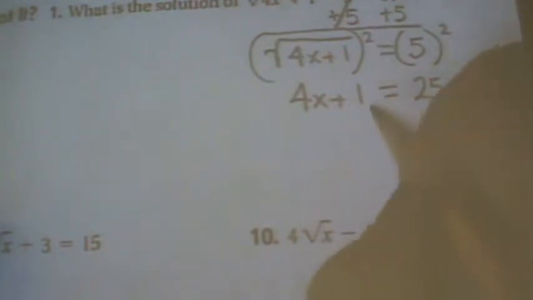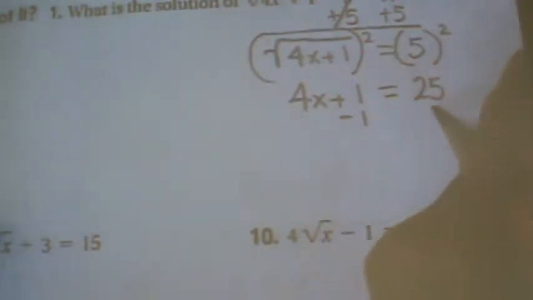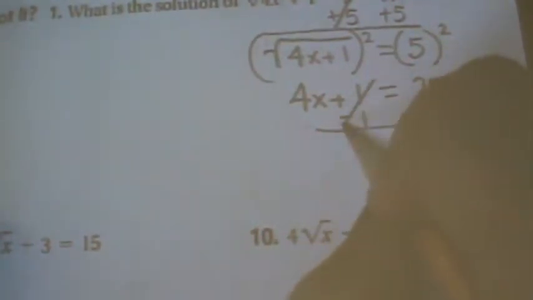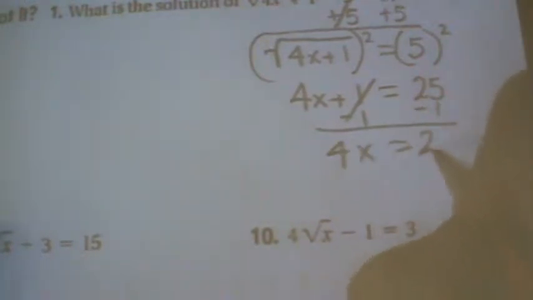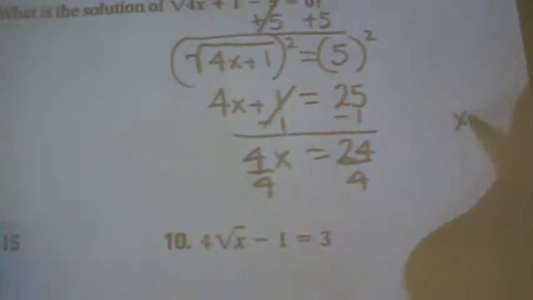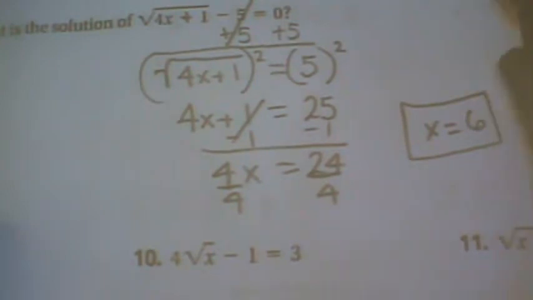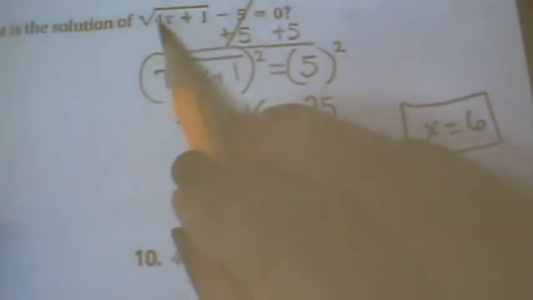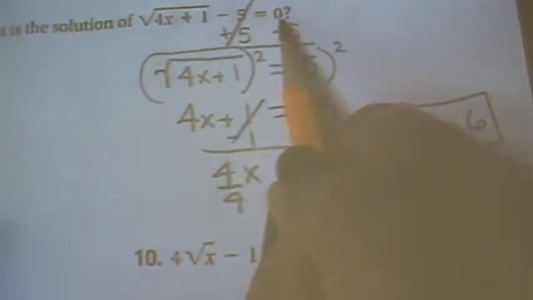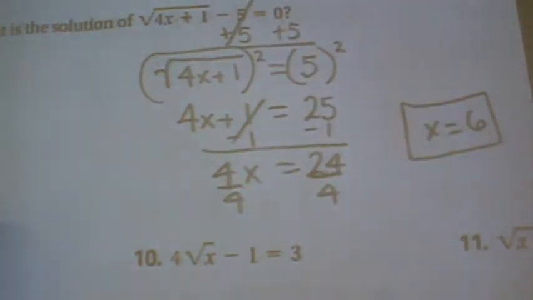What do you think you're going to do next? Minus 1. You're getting closer. Subtract 1. Divide by 4. And what's your answer? 6. Now, should we check this? Yes. Let's just do it in our head. What's 6 times 4? It's 24 plus 1. What's the square root of 25? 5. Is 5 minus 5 equal to 0? Yes. We just got a 6.